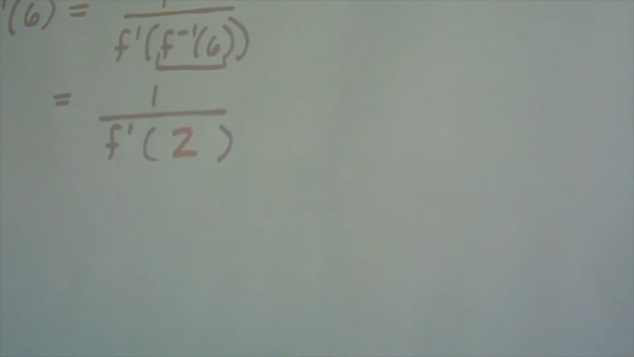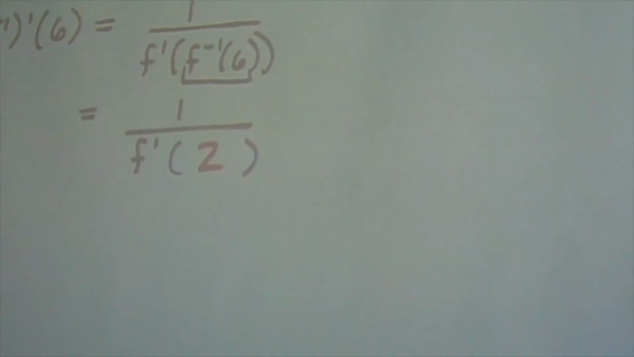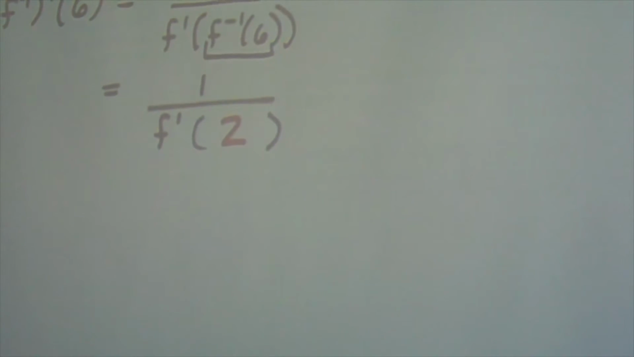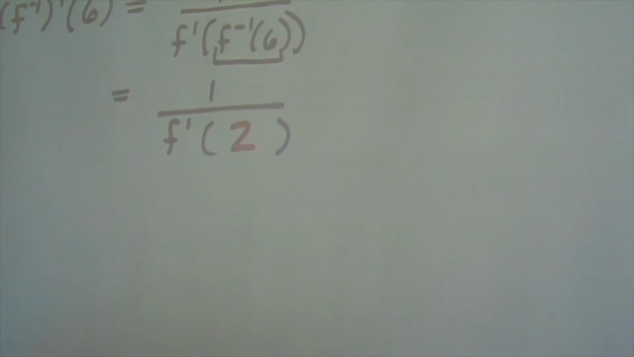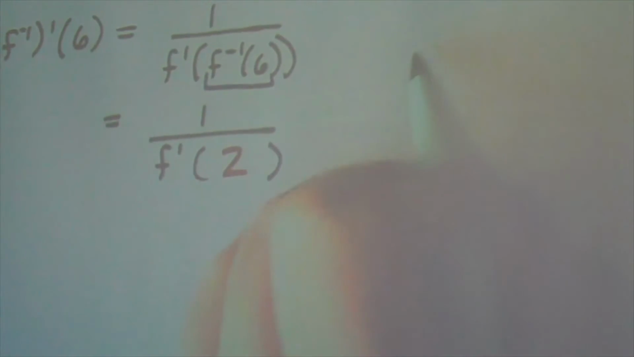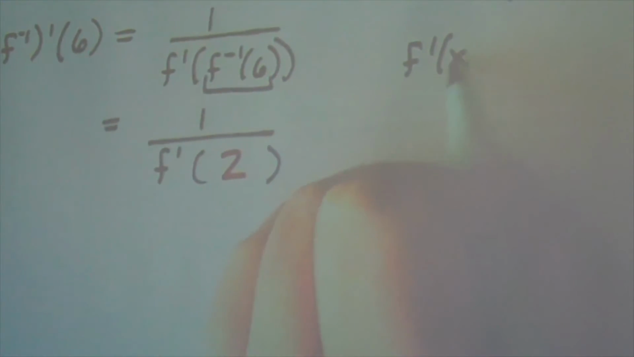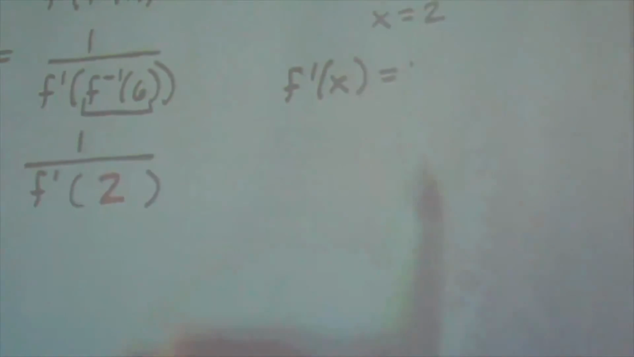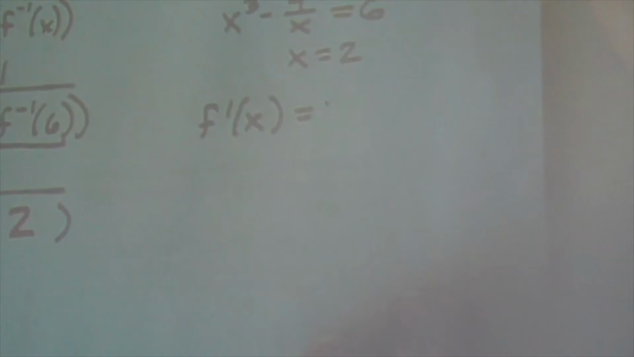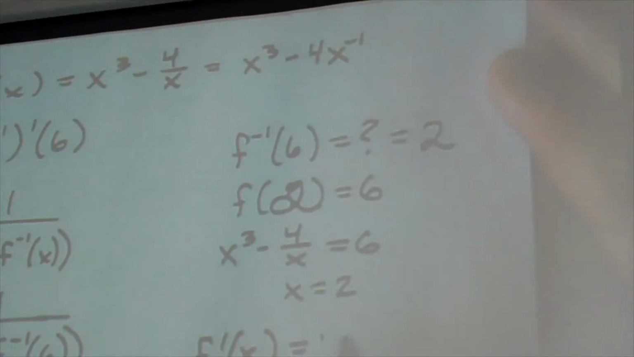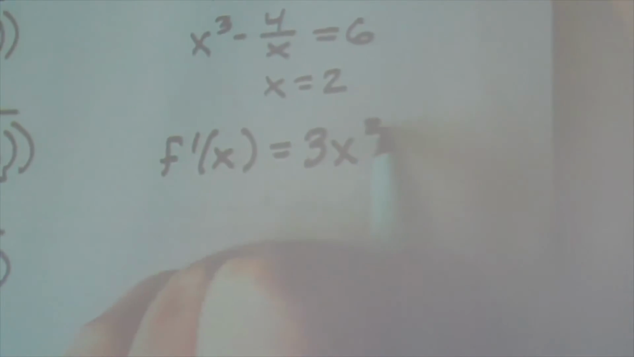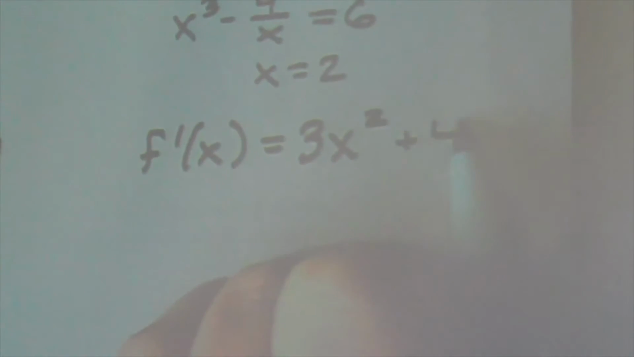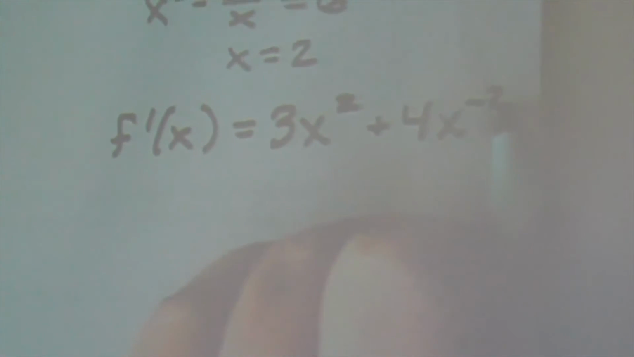That's the little puzzle bit, and then you need to find f prime of 2. Now, should everybody in this room be able to find f prime of 2? If you have any self-respect at all, you should be able to find f prime of 2. So let's find f prime of x. I'm going to rewrite this as x cubed minus 4 times x to the negative 1. If I take the derivative, I get 3x squared plus 4 times x to the negative 2.